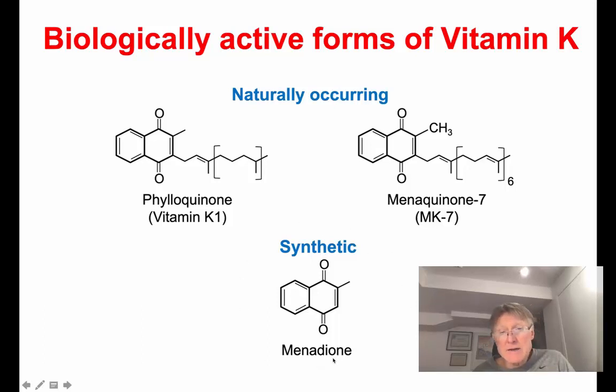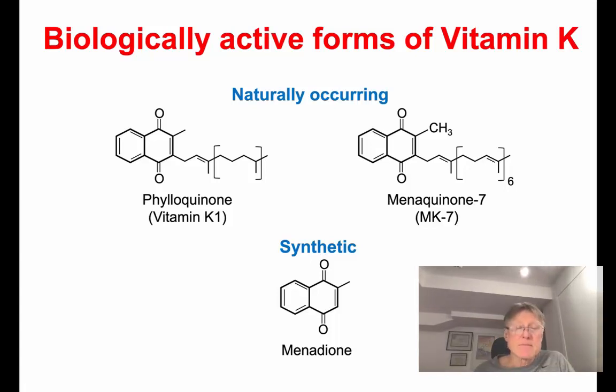And this synthetic is mostly added to foods, especially when they prepare animal food, and they add vitamin K. So menadione is the synthetic version that is usually included in foods, but mostly in animal feed.